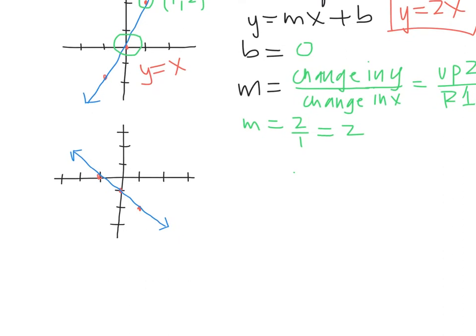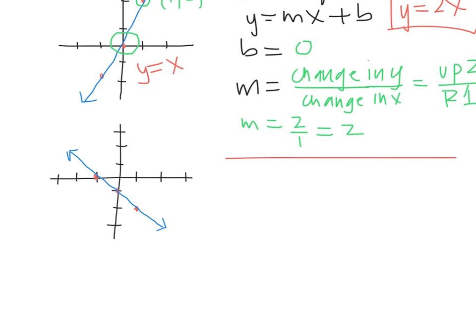Now let's look at this one. All right, so again, we want to identify the slope and the y-intercept. Well, we can identify that the y-intercept is -1. It's crossing the y-axis at -1. And the slope, as we go from point to point, so as we go from (0, -1) to this point (-1, 0), we have to go up 1 and to the left 1.